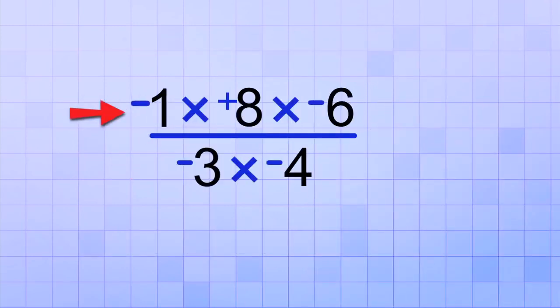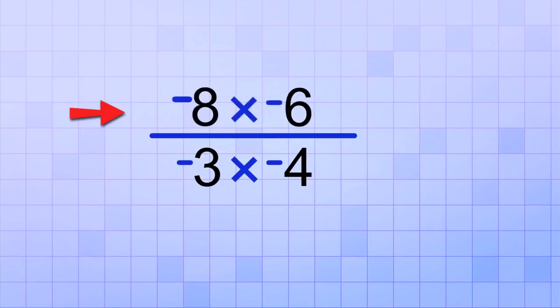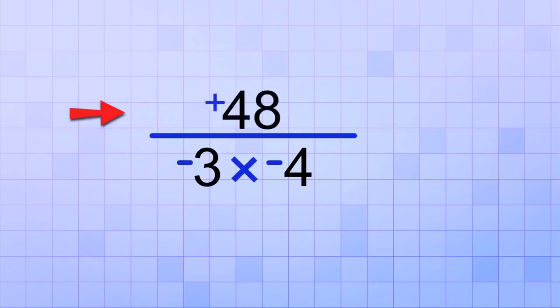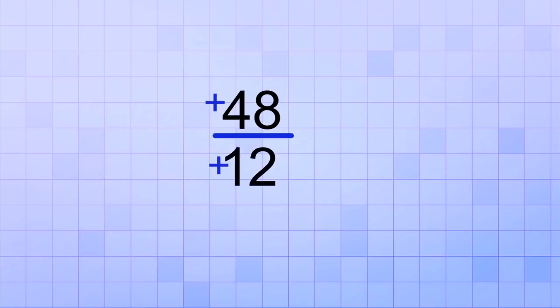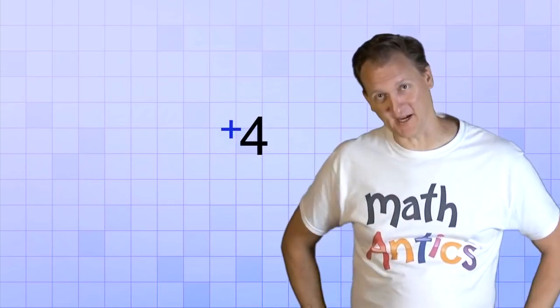On the top, negative 1 times positive 8 is negative 8. Negative 8 times negative 6 is positive 48. And on the bottom, we have negative 3 times negative 4, which is positive 12. And then as the final step, 48 divided by 12 is positive 4, just as I suspected.